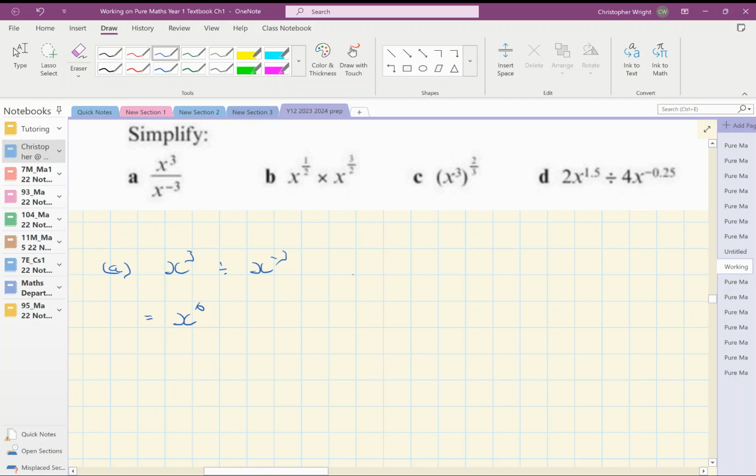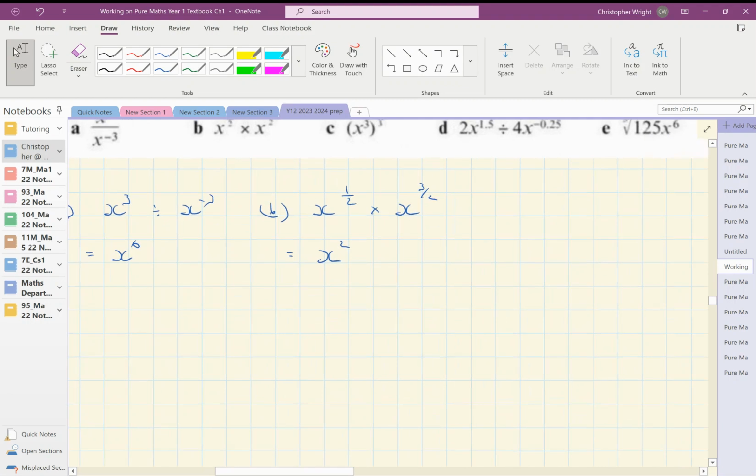Part B, x to the power of a half multiplied by x to the power of 3 over 2. If I add the indices here, then I simply end up with x squared, because a half plus 3 over 2 is 2.